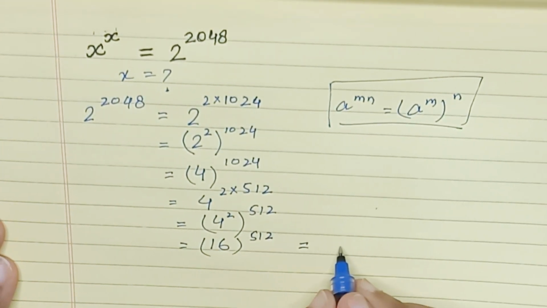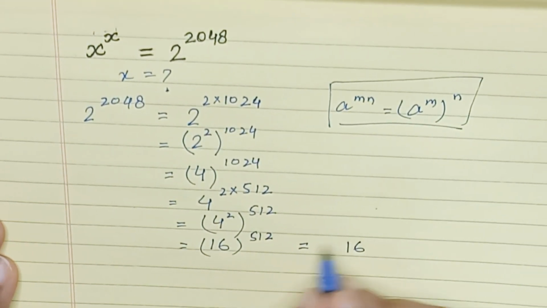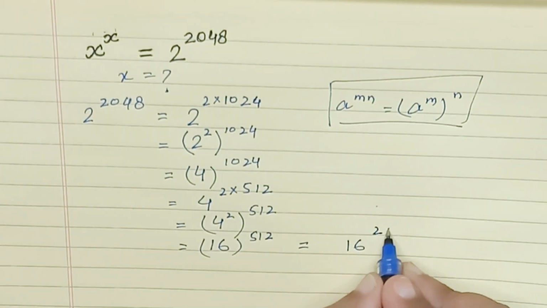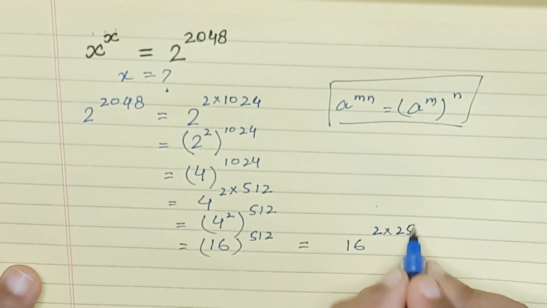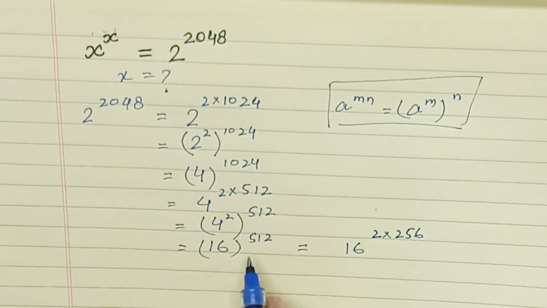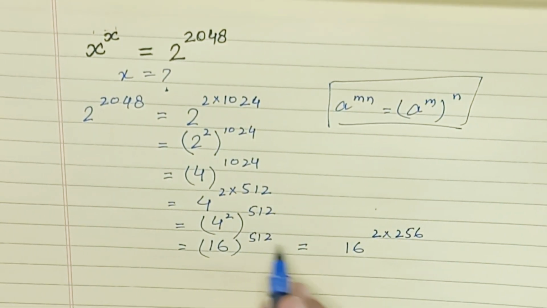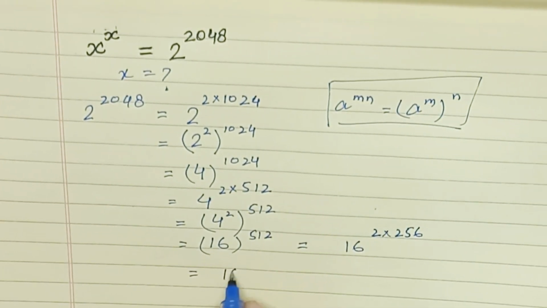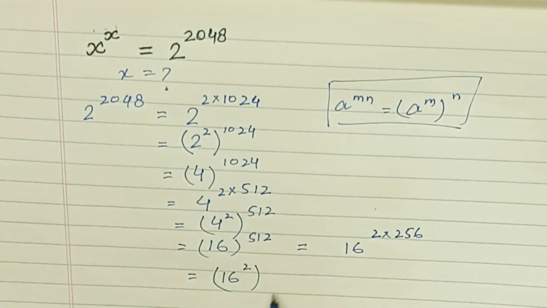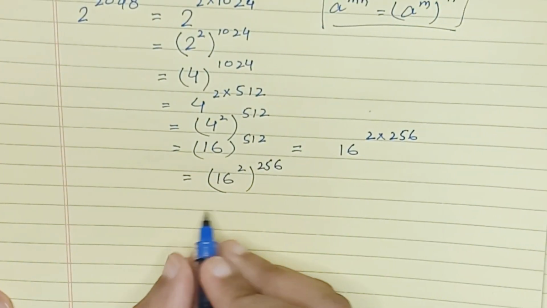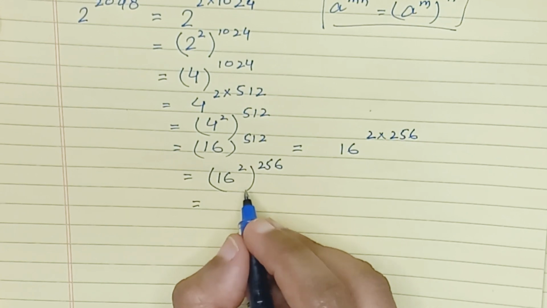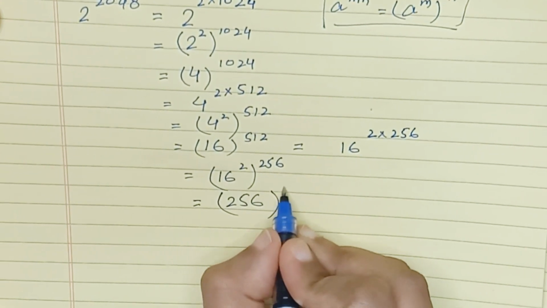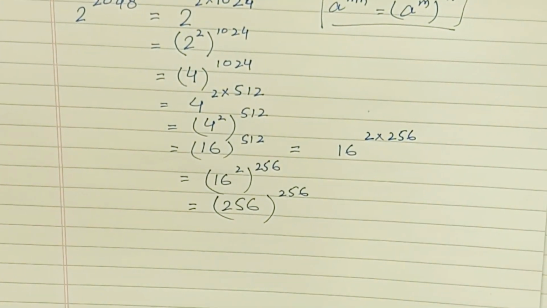Again, 16 raised to the power 512 can be written as 16 to the power 2 multiplied by 256: 2 times 2 is 4, 1 is carry, 2 times 5 is 10, and 2 times 6 is 12. So it will become 16 squared by this exponential rule, with 256 here. 16 squared is 256, raised to the power 256.